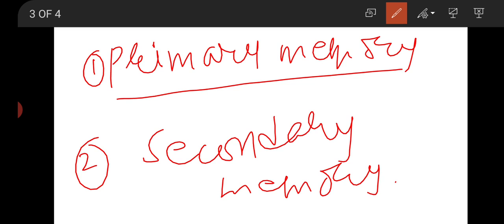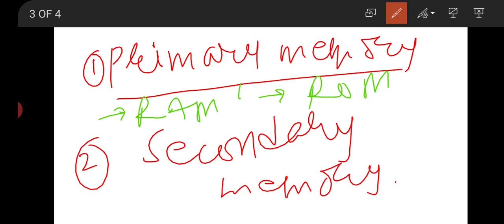If we talk about primary memory, there are two parts in primary memory. The first one is RAM, random access memory, and the second one is ROM, that means read only memory. These are the two main components of primary memory. And in secondary memory, there are lots of secondary storage devices used today, like SSD, hard disk drive, Blu-ray disc, DVD, CD, pen drive, and online storage, etc.